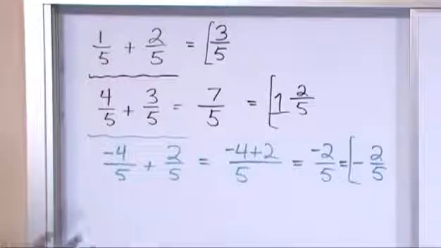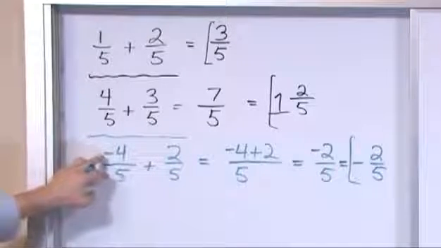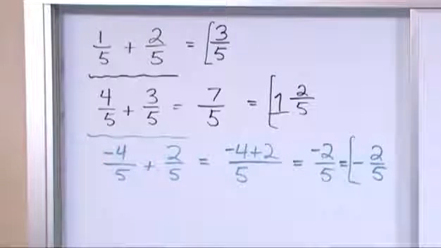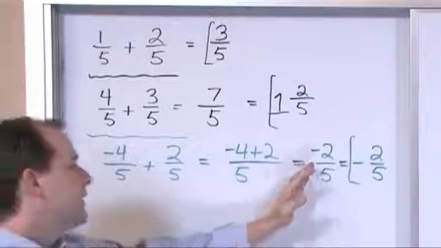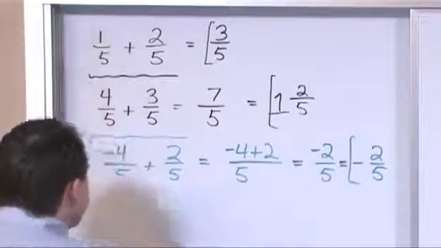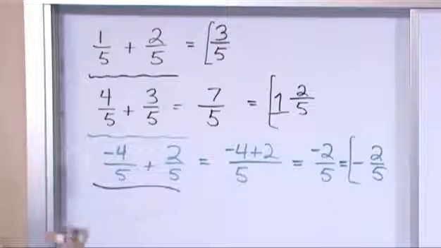And the reason it's negative, by the way, is because this guy didn't have any pizza at all. He actually had -4/5 of a pizza. So he actually owed somebody else 4/5 of a pizza. So when you add to that 2/5, the net result is he still owes somebody 2 out of 5 pieces. And that's why it's like that. So let's continue on.